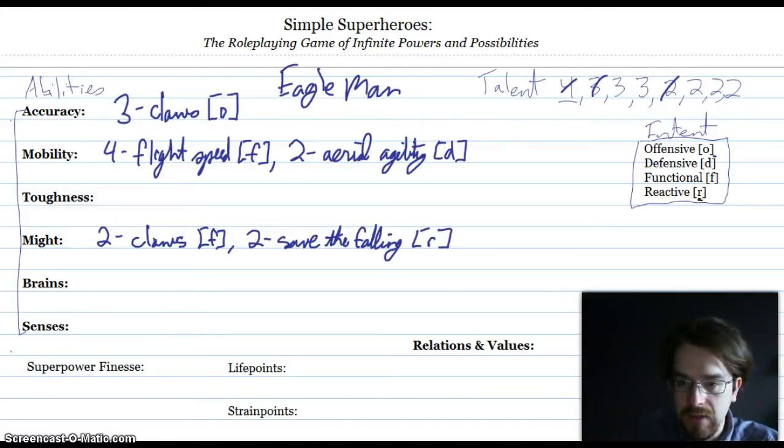Now, reactive talents, in terms of intent, are a little different from most of your other talents. They're really about other people, primarily, or they respond to a very, very specific trigger. So in this case, a person is falling. Eagle Man instantly reacts to dive down and catch them using this talent. So in some ways, for this particular case, this is actually a defensive trait that works for other people.